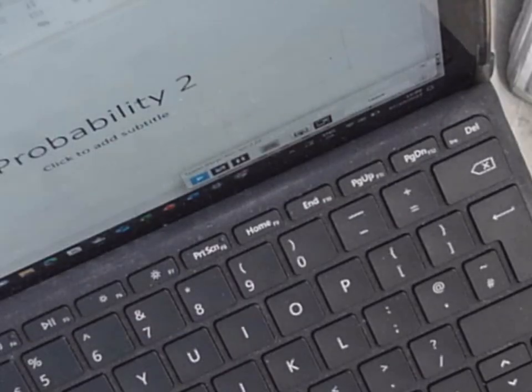You're being recorded. Right, everyone, it's being recorded. Please do not swear. Right, okay. Right, probability 2. So here we go.